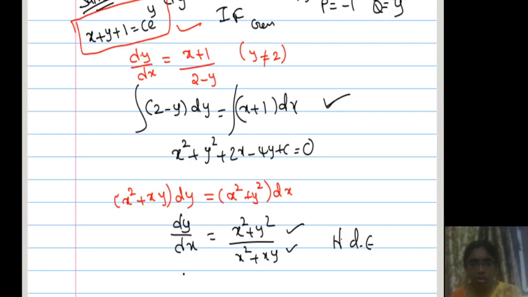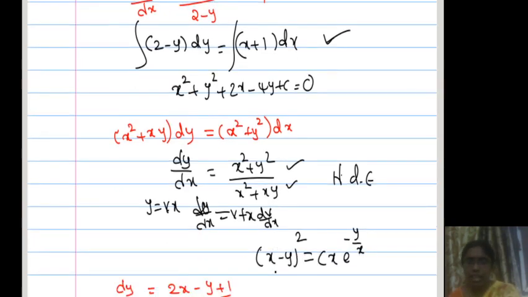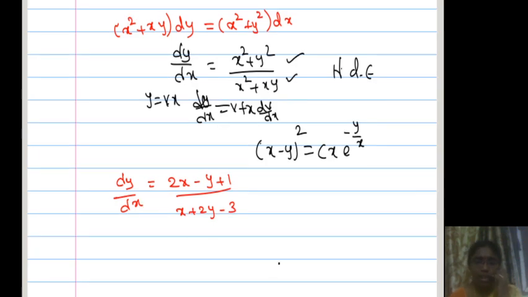Hence you can apply the method of homogeneous differential equations. Which method? How to do that? Put y is equal to vx, then dy by dx is equal to v plus x dv by dx. You have to apply that concept. You do the simplification by yourself. You will get the general solution like this: (x minus y) whole square is equal to c x into e power minus y by x. If you do the simplification like that, you will get the general solution in that way.